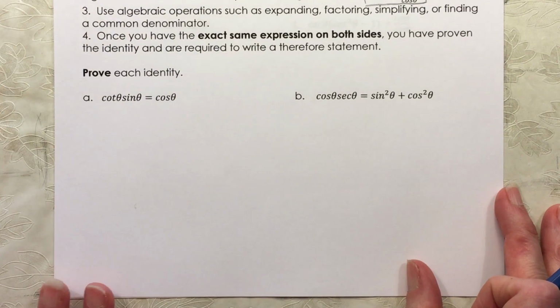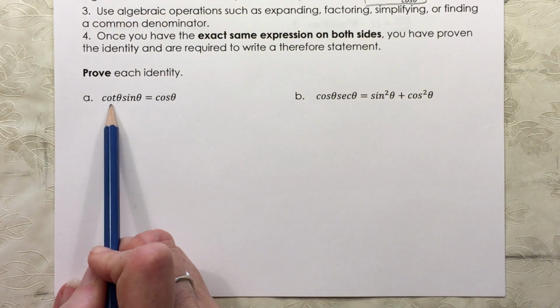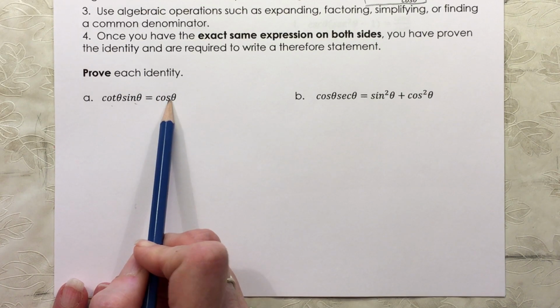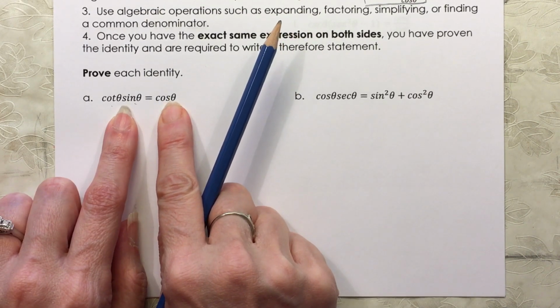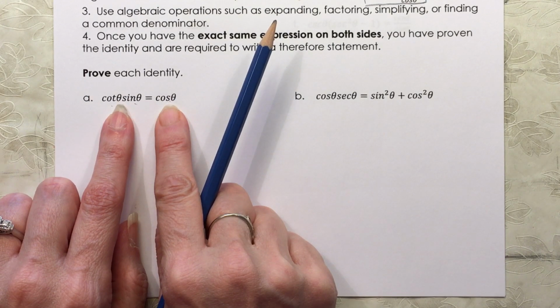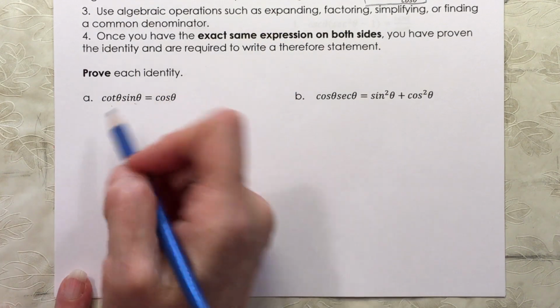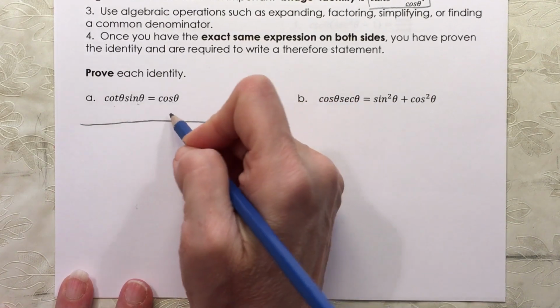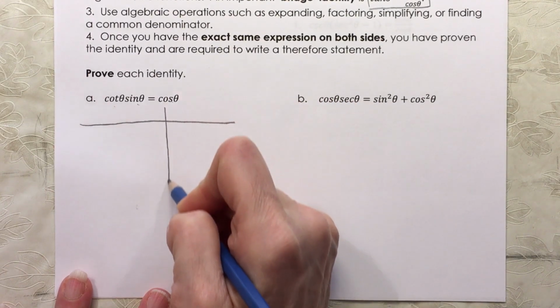So how do we start these? What we're trying to do is prove that cotan theta times sine theta is actually equal to cosine theta, that these two sides are equal, which means that it's an identity. It's true for all values of theta. So we're trying to prove it. We're not assuming it's true. So what we do is we're going to make a left side, right side chart.